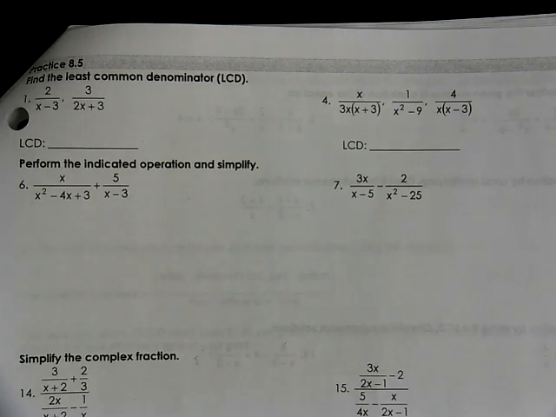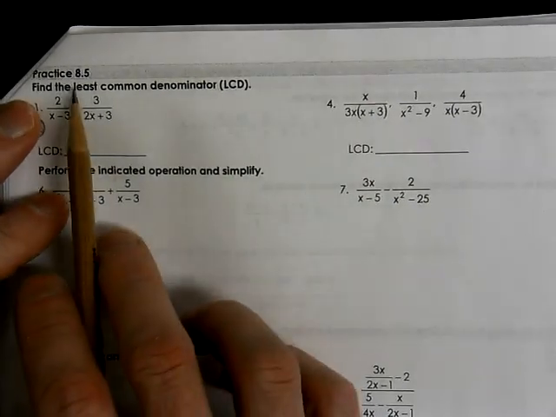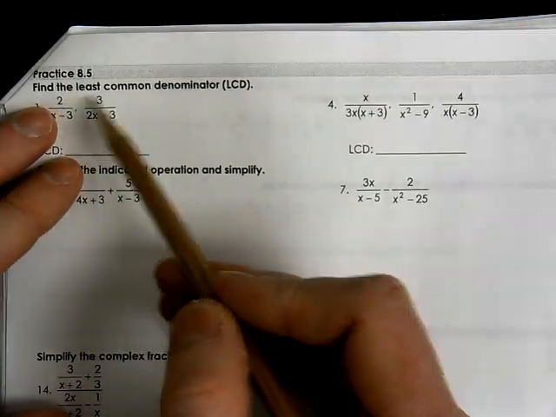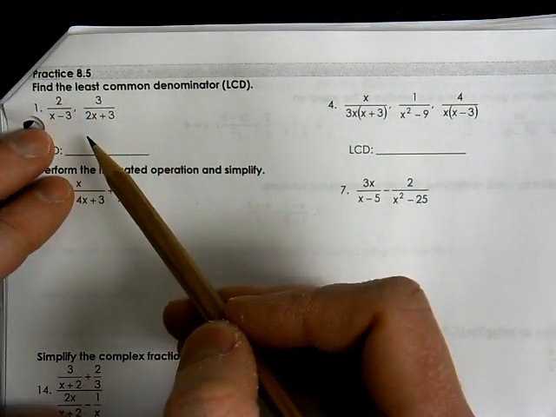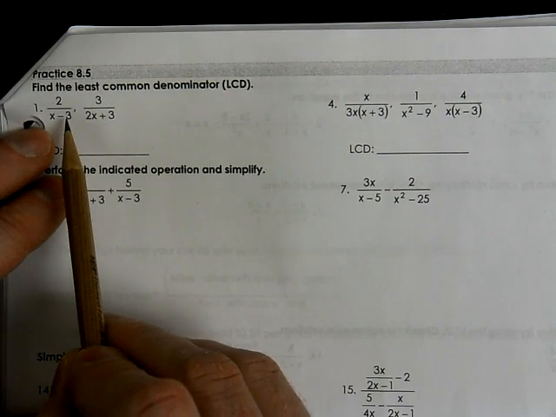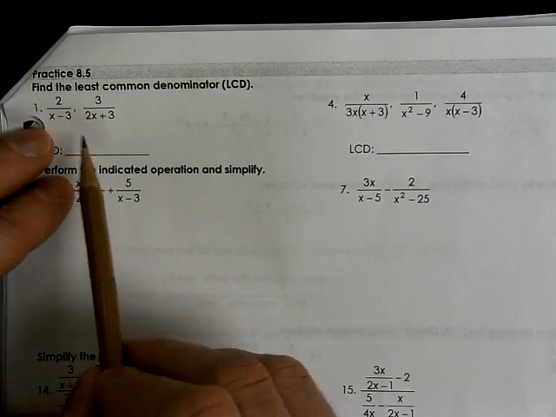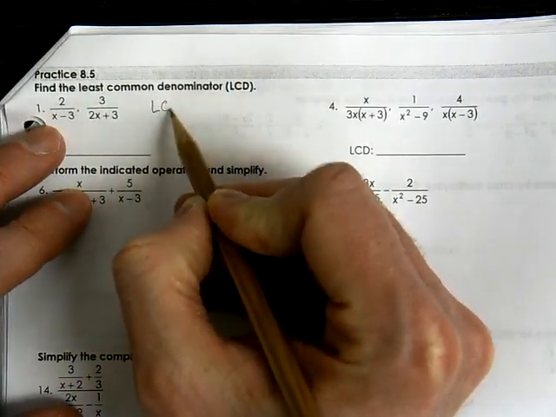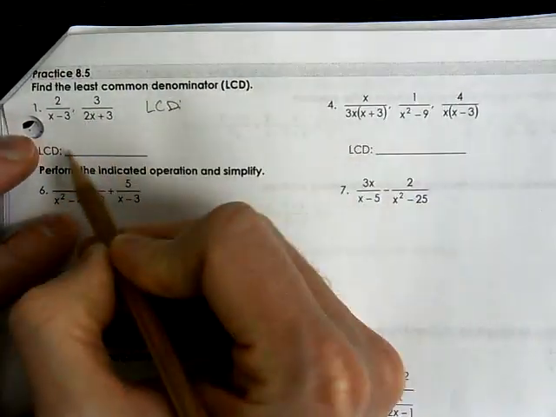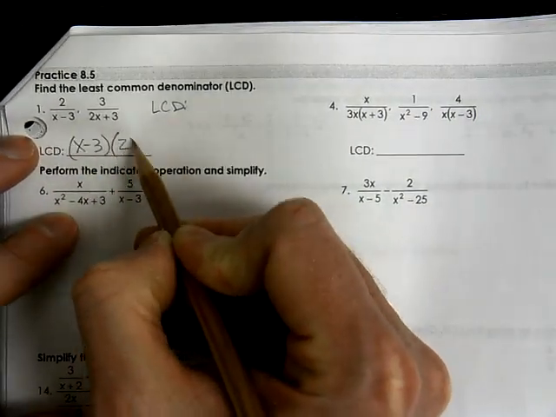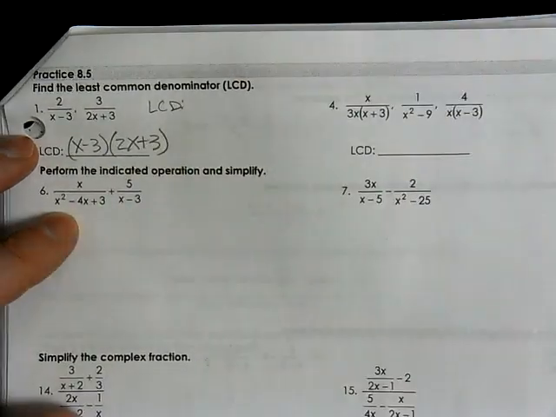This is for review 8.4, 8.6. This is the second page, specifically for 8.5. We're looking to find the least common denominator. You look at your denominators, and they have to be some sort of a combination of the two. So our least common denominator is going to be x minus 3 and 2x plus 3.